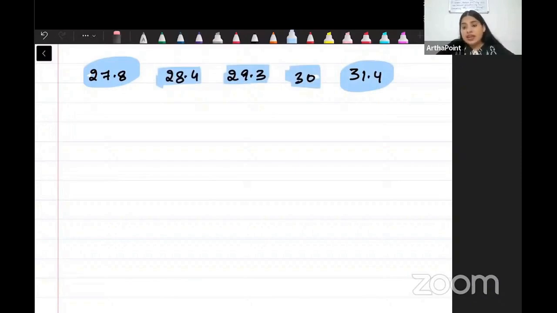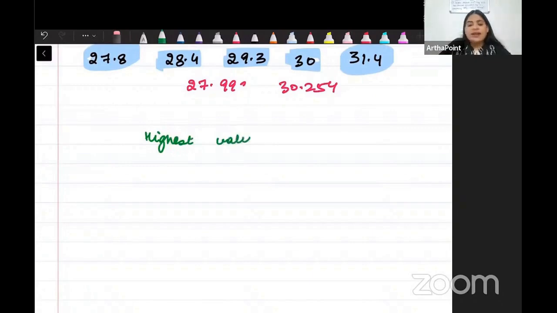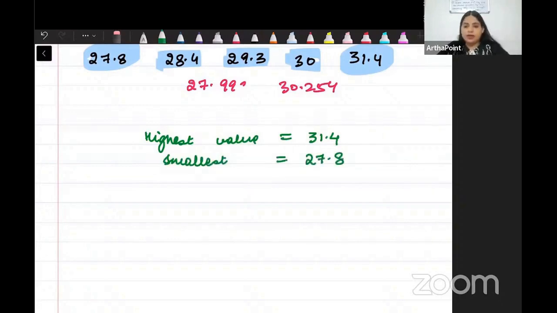But you are very clear that you have a particular range in mind. Range मतलब highest and lowest value is known to you. शायद यहाँ पे और numbers भी हो, जैसे यहाँ पे 27.99 हो, एक number 30.254 हो, बहुत सारे numbers है, but I have identified the highest and lowest value. So I know that from here, my highest value that I have, that highest value is 31.4. And I have identified that the smallest value that I have, that smallest value is 27.8.